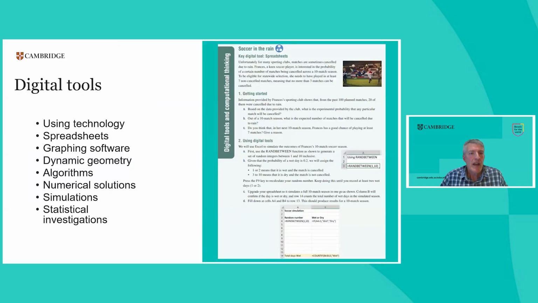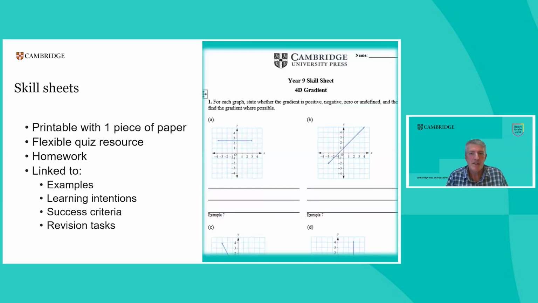We also include now a digital tools and computational thinking activity, again with a context, a getting started activity, and then a using digital tools where spreadsheets, dynamic geometry and graphing software might be used, and where an algorithm might be used as well to explore cases, run a simulation, or solve a problem numerically. This is usually a 2 or 3 page activity at the end of every chapter, like the modelling tasks.